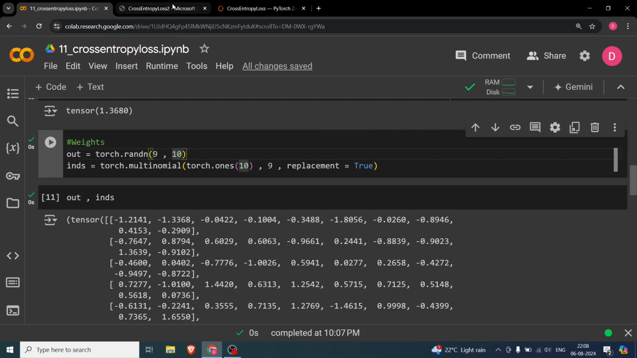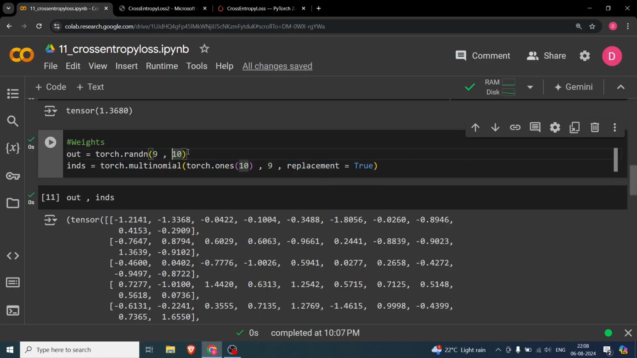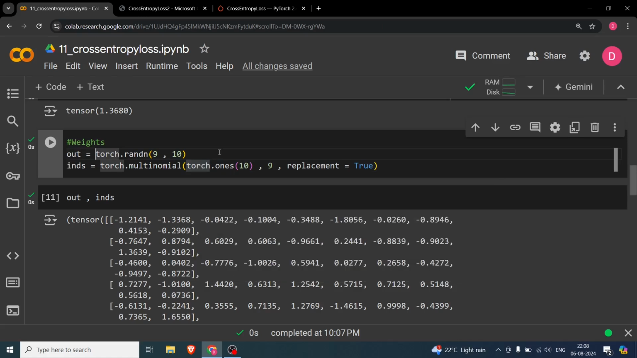So here what I basically mean is, n is equal to 9. So input becomes 9 cross 6 and output becomes 9 cross 10. So this is your out. This is what is denoted over here. So basically we are taking random numbers. Why? Because we don't care about the actual values, because we are not training any model, we are just taking an example to understand. Okay, now what is this?